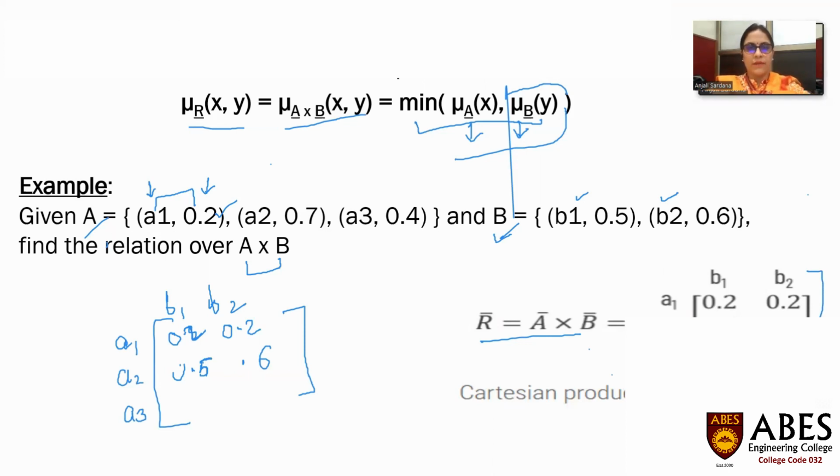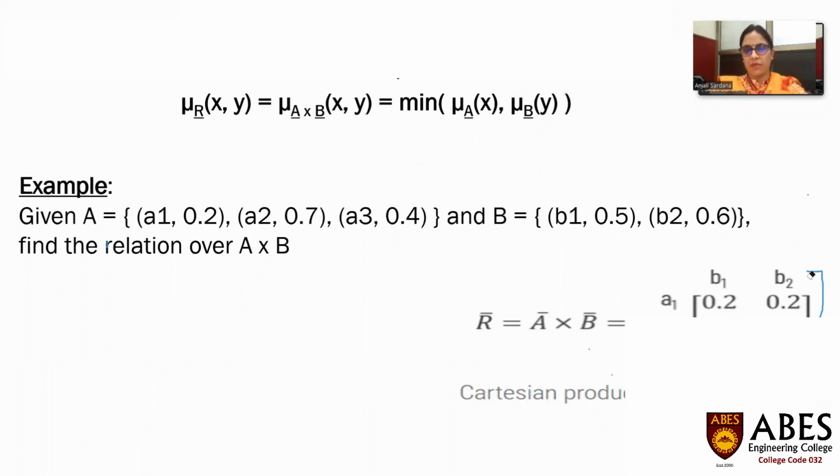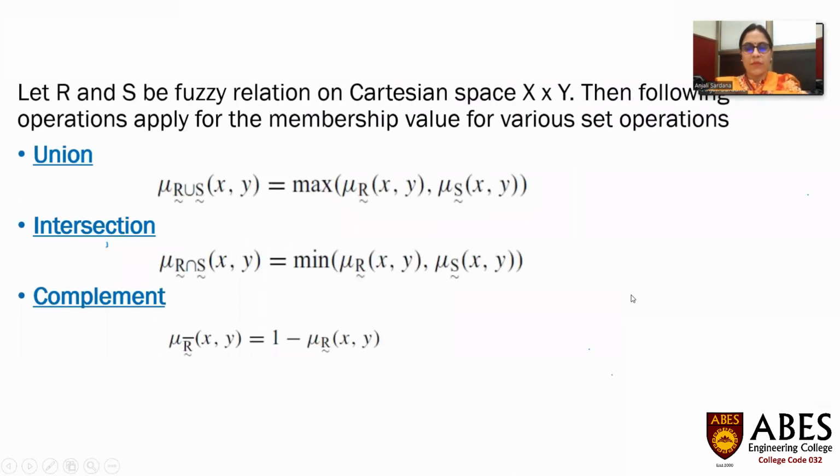Coming to the next slide. This way we can calculate the Cartesian product of the two different matrices. Cartesian product basically represents the relationship matrix here. As we have seen in crisp sets, the relationship matrix is represented using 0 and 1. And in the fuzzy set, the relationship matrix will be in terms of the membership value. And we have chosen the minimum membership value to represent the relationship.